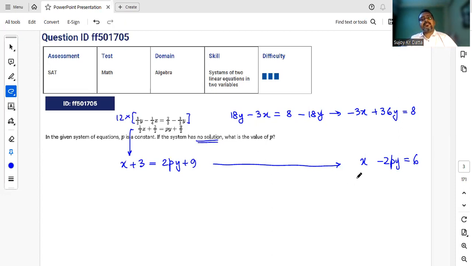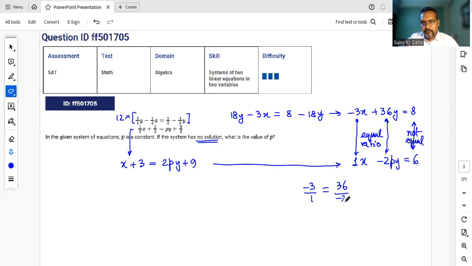That means we are looking at a set of parallel lines, and parallel lines would therefore mean that the ratio of the coefficients here would be the same, equal, but the constant ratio is not the same. So what we have is, this is 1x, right? So we have minus 3 over 1 equals 36 over negative 2p, which is clearly not equal to 8 over 6, because negative 3 is not equal to 8 over 6.